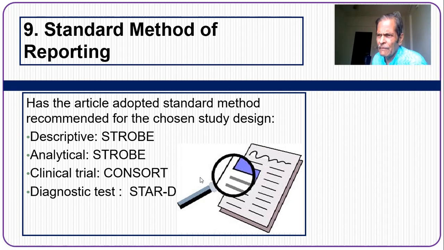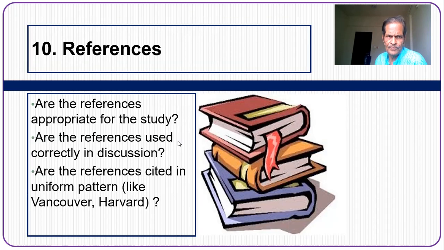So whether the authors mention in the article itself that this article has been prepared as per the guidelines of STROBE or as per the guidelines of CONSORT. So this must be mentioned. Even if it is not mentioned, one can find out whether it is as per the guidelines, if we have studied the STROBE guidelines for the descriptive studies, the STROBE guidelines for the analytical studies, and so on and so forth. If the mention is not there, we may presume that the article is not as per the guidelines of these internationally accepted organizations.